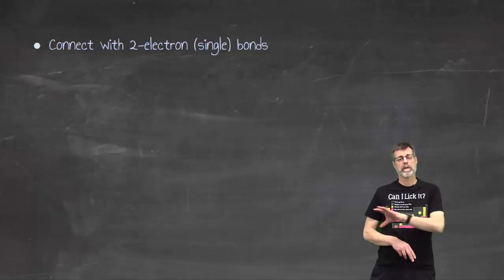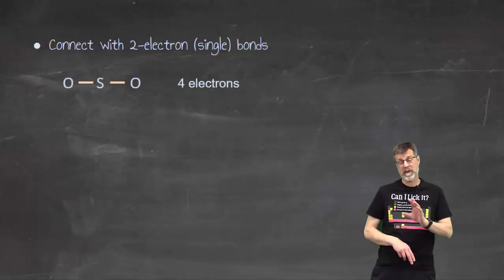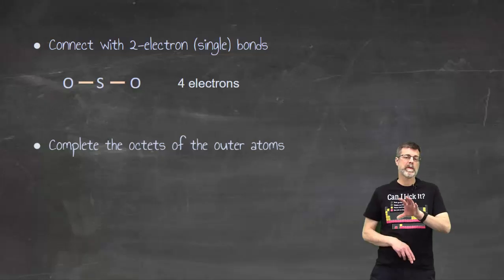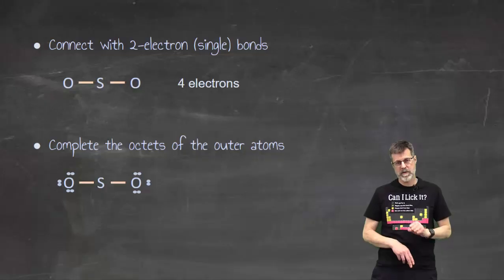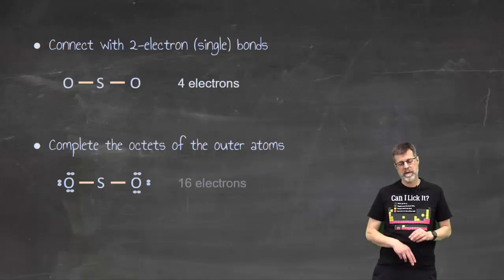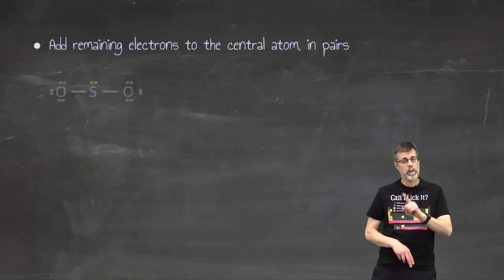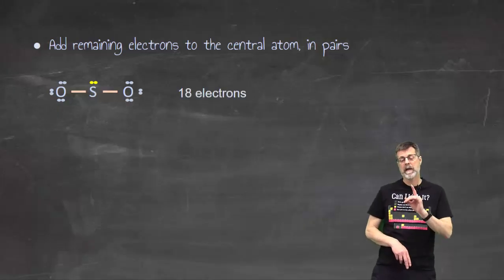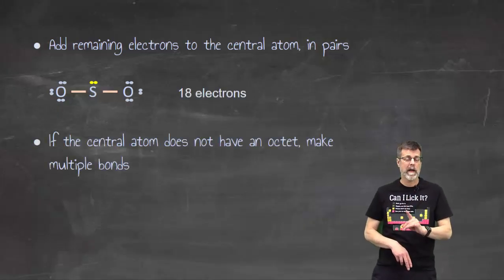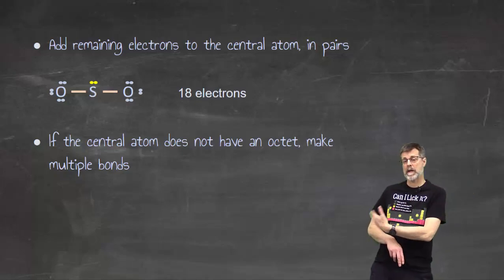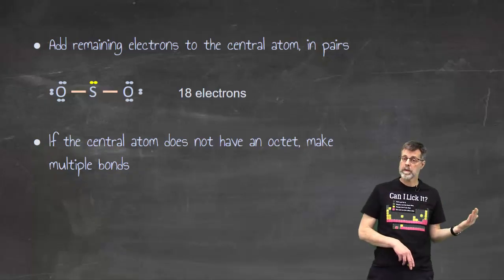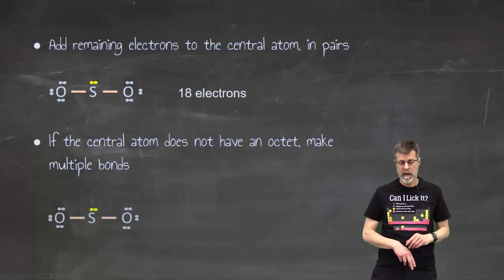I'm going to connect the outer atoms to the inner atom, 2 electrons. I'm going to count my electrons. I'm going to complete the octets of the outer atoms. So now I'm up to here where my oxygens have stable octets, but my sulfur does not. 16 electrons. I've got more to go. I can add remaining electrons to the central atom. Now all the electrons are there, but if you look, sulfur does not have a stable octet. Last time it went over a stable octet, now it's under a stable octet. Over is okay, under, not okay.